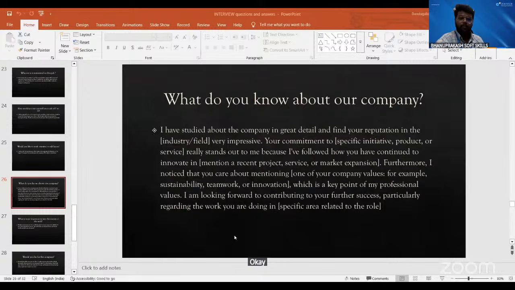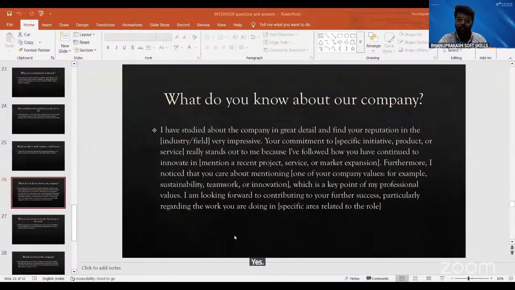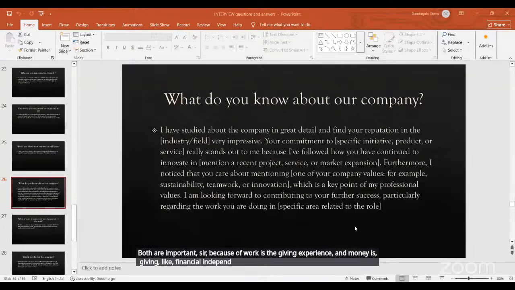Okay. Sir, money is important, sir, but work is also important. Both are important, sir, because we have to do work for earning money, so we have to balance both. Both are important, sir, because work gives experience and money gives financial independence. So both are important.